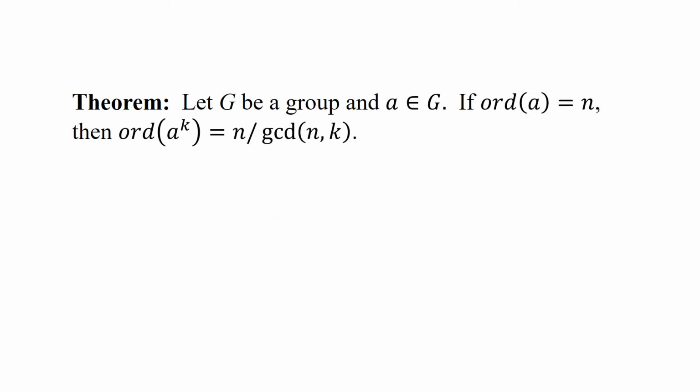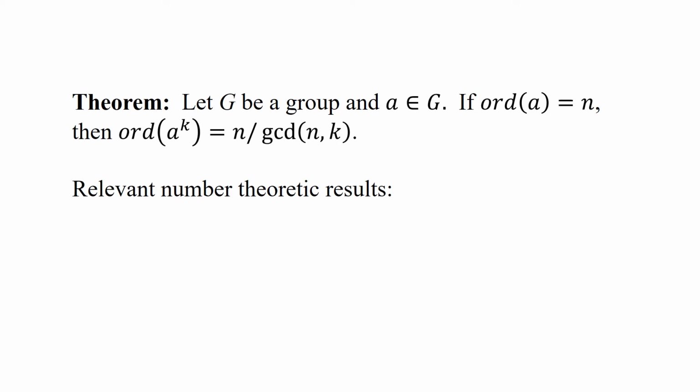This is the theorem that I asked you to try to figure out for yourself what the formula would be. If I have a group and an element A of the group of finite order n, then I can compute the order of any power of that element, and it will simply be the ratio of n, the order of A, and the greatest common divisor of the order of A and the exponent k.